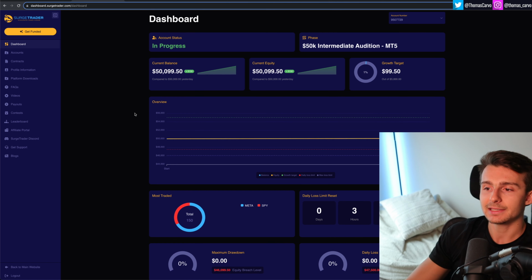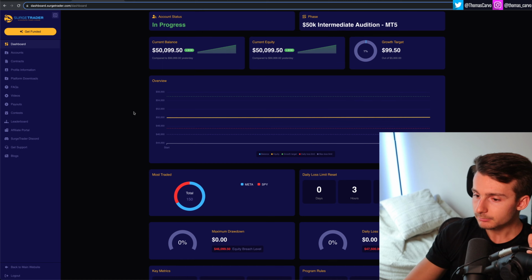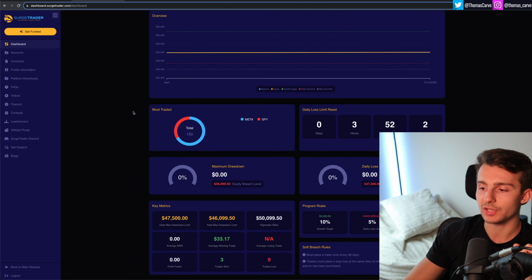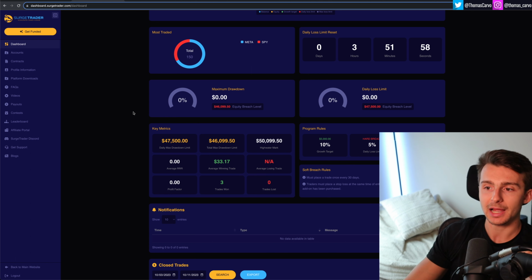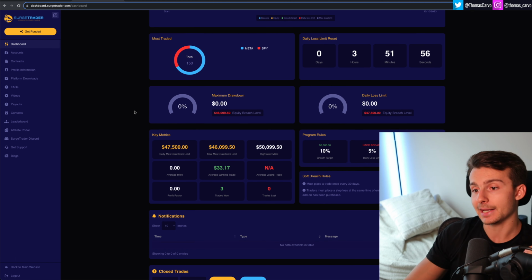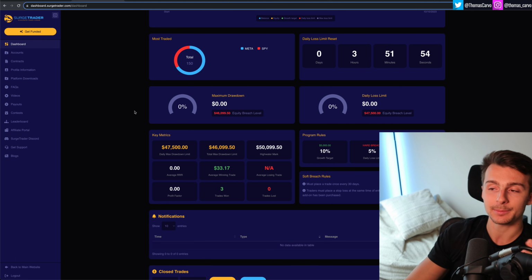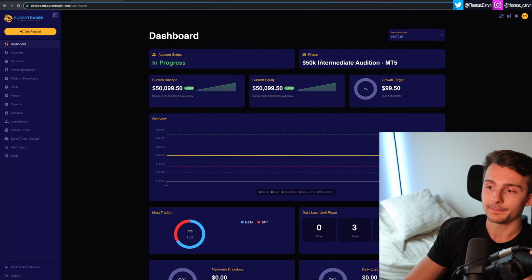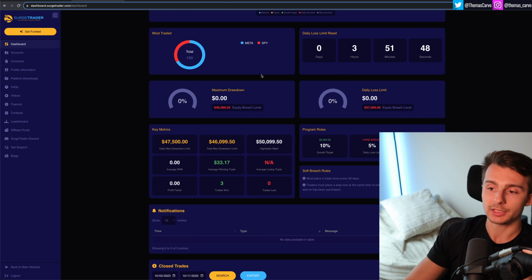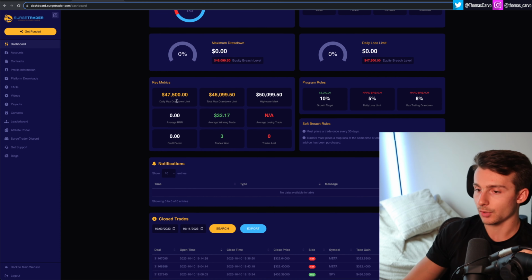A couple things I did pay for additionally. I paid for a no stop loss option, so I am not required to set a stop loss on every single trade. And I also paid for a 90-10 profit split. So if we pass the audition, in terms of the audition, here are the metrics. We've got a daily max drawdown limit.